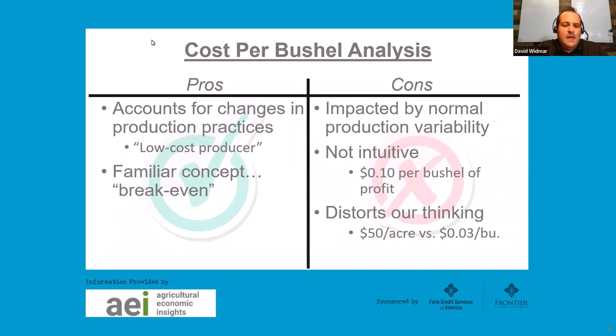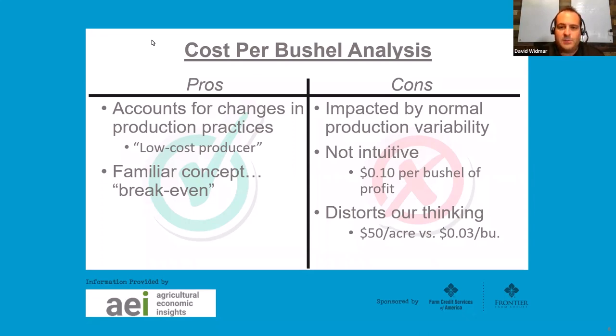The second thing that's a solid pro here is it's a familiar concept if we think about the break even. A lot of times we take our total cost in our crop budget and we look at the number of acres or the number of bushels we're anticipating. And so that break-even concept is something that a lot of us are maybe familiar with. So there is some familiarity there.